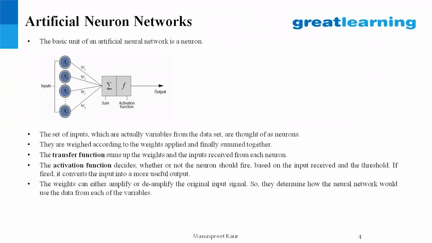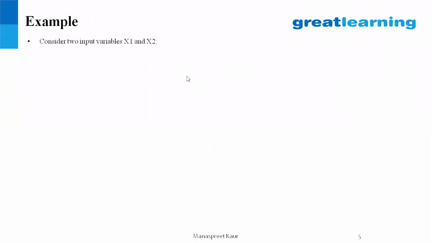Like I told earlier also, the weights can be used to amplify or de-amplify the original input signal, meaning to say they are used to determine how each variable will be used, what is the importance that will be given to each of the variables. So consider a simple example. This example has got nothing to do with the neural networks actually.